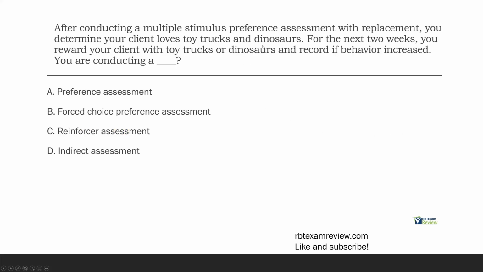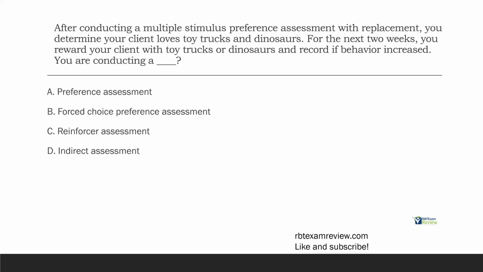After conducting a multiple stimulus preference assessment with replacement, you determine your client loves toy trucks and dinosaurs. For the next 2 weeks, you reward your client with toy trucks or dinosaurs and record if behavior increased. You're conducting a what? Don't overthink this question, okay? What do we know? We know you already conducted your preference assessment. You conducted a multiple stimulus preference assessment, and you identified preferred stimuli.